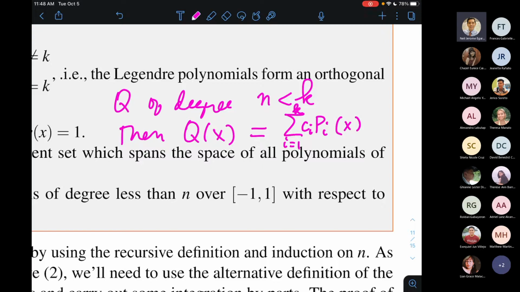Yung Legendre polynomials ay building blocks ng space of all polynomials of degree less than k. So pag kinolekta ko halimbawa si P0 hanggang si P3, then lahat ng polynomial na may degree 3 or less ay pwede kong isulat as a linear combination of the Legendre polynomials P0, P1, P2, until P3. And you see the power of Legendre polynomials. Kahit anong arbitrary polynomial, lagi siyang masusulat as a linear combination of Legendre polynomials. Okay?